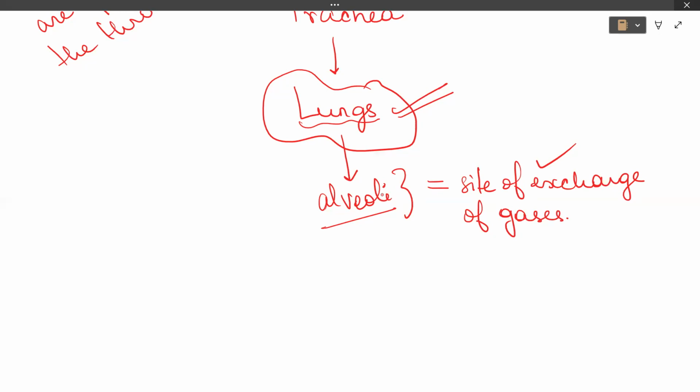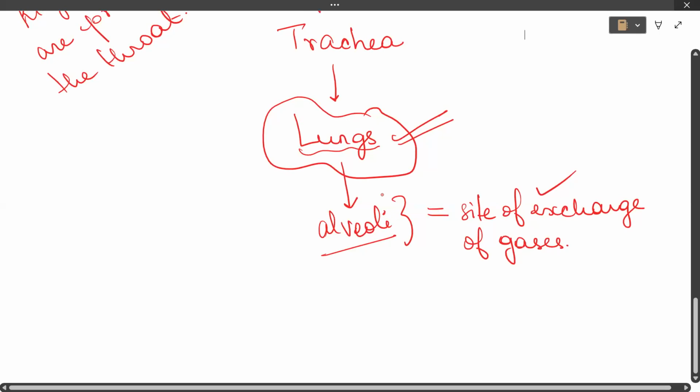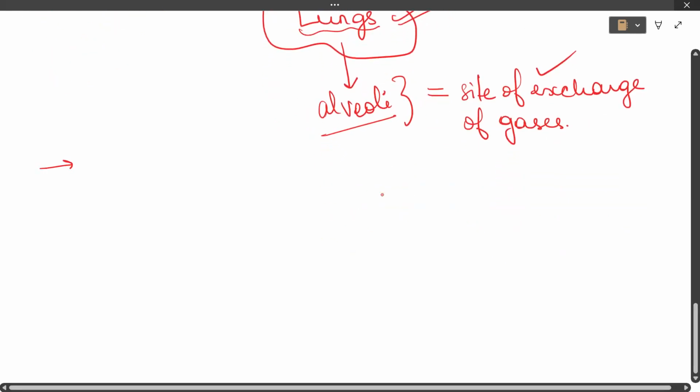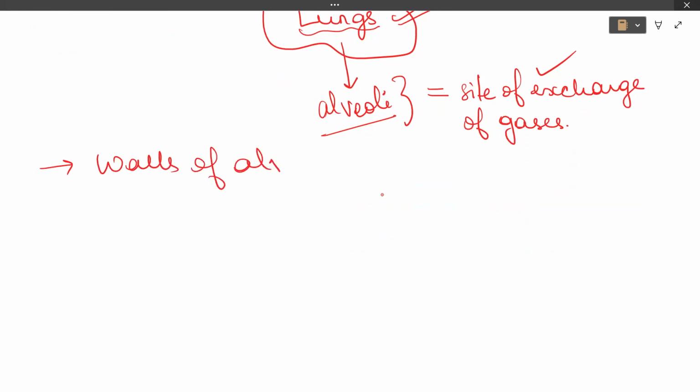Now, alveoli is the site of gaseous exchange, and you can see the walls of the alveoli are extremely thin. Whenever we are talking about gases, there is one thing we should know: all the gases move through the diffusion process. Do you know what is diffusion?